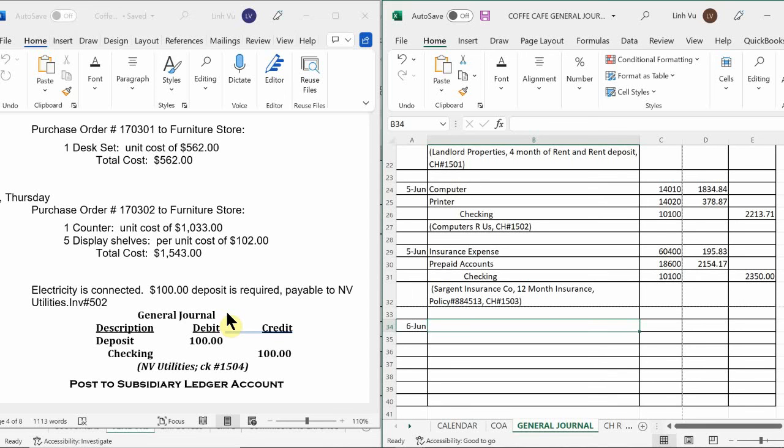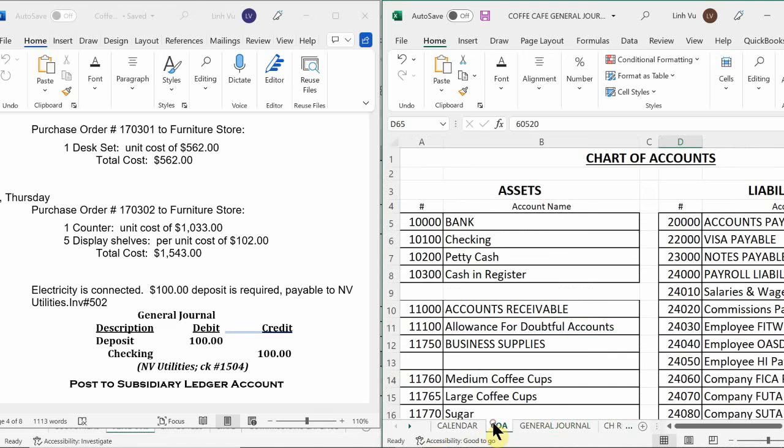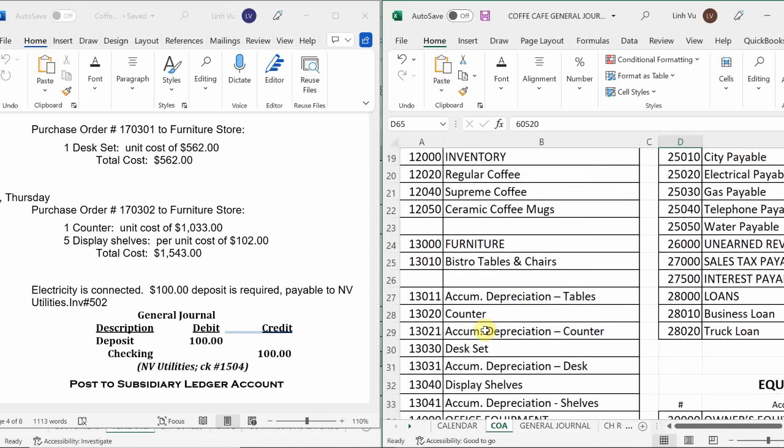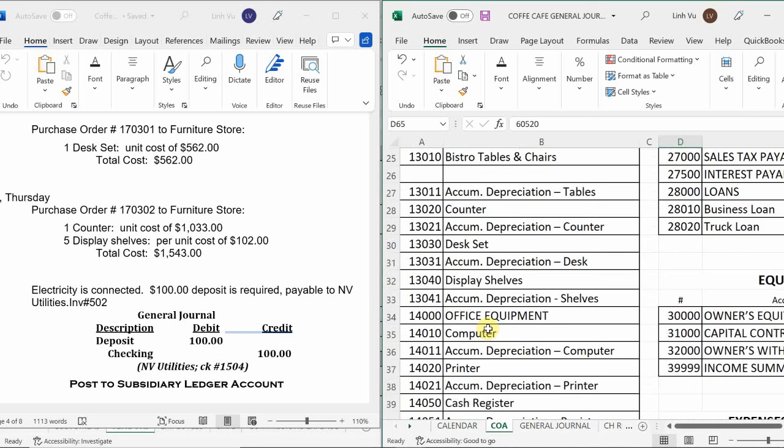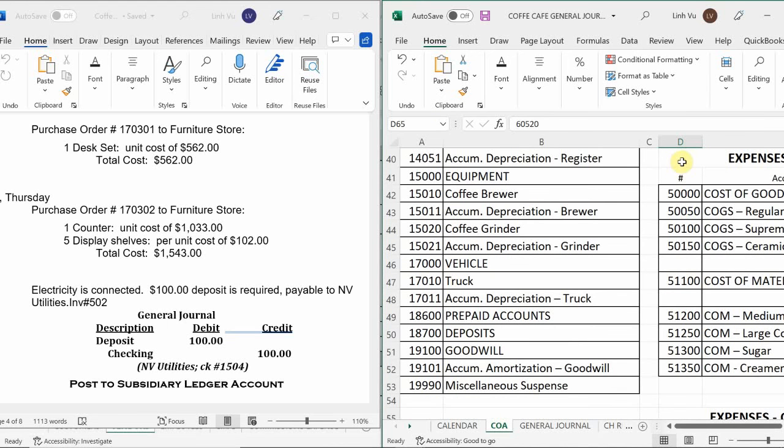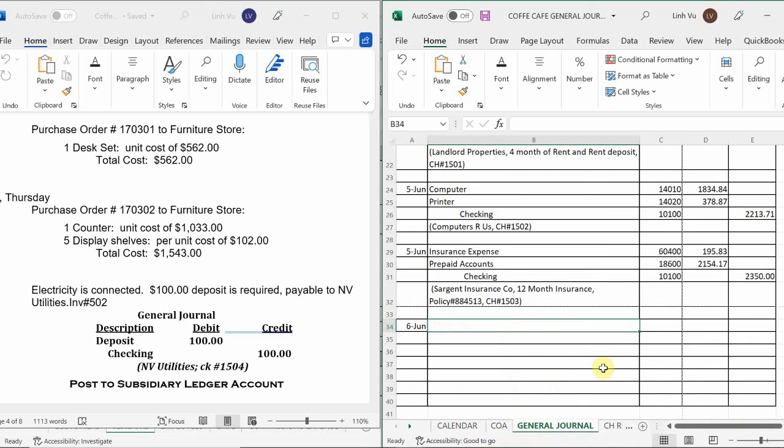Utility deposit. Is there such a thing as a utility deposit in your chart of accounts? It's just a basic, regular deposit. So in this case, yes, I'll just shove that in there and I can refer to it as a utility deposit. So in this case, what account number is deposits? Right here, 18,700, right? And how did we pay for it? Check. We wrote a check. Okay? So 18,700 and 10,100.